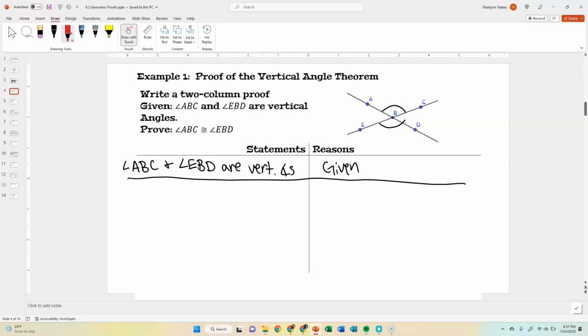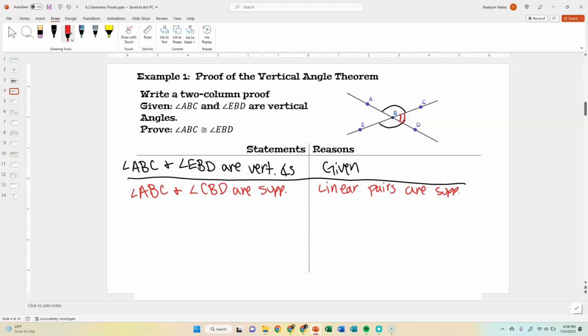So now, I know that this is a vertical angle with this. Fantastic. Tells me nothing. But what if we add in this angle right here? So that CBD is a linear pair with the two angles that are vertical angles. That might come in handy. So let's say that if they're a linear pair, that means that they are supplementary. So I know that the angle ABC and angle CBD are supplementary. The reason that they are supplementary is because these are a linear pair, and linear pairs are supplementary.